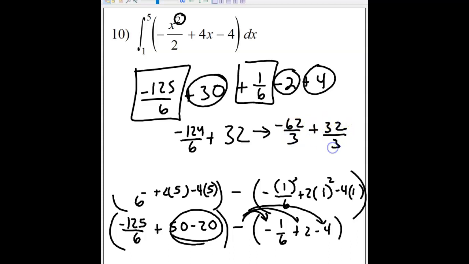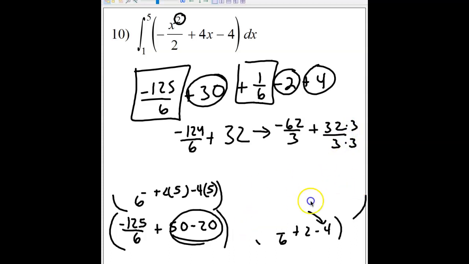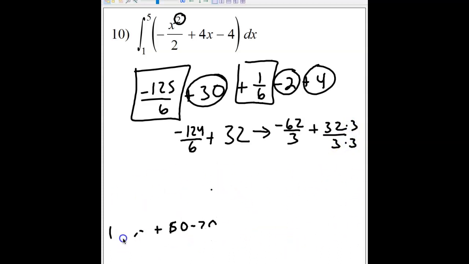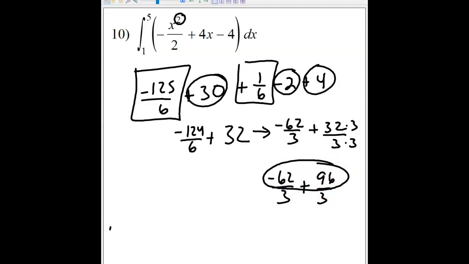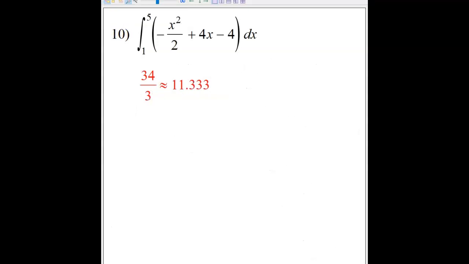Getting a common denominator. Multiply the 32 on the top and bottom by 3 so we can get that common denominator there. It's going to be 96 over 3. And then if we combine the negative 62 with the 96, we're going to have 34 over 3. Let's hope I did that right. There's so many places you can go wrong here, but I got it. Yay, 34 thirds.